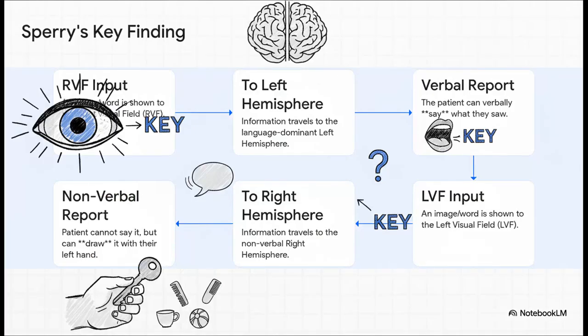And this is the killer finding. When a word like "face" was flashed to the right visual field, that information went straight to the language-rich left hemisphere, and the patient would just say, "Yep, I saw the word face, easy."